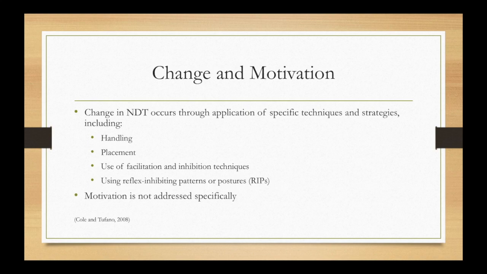Reflex inhibiting patterns or postures refer to positioning clients in ways that reduce tone by inhibiting certain primitive reflexes. One example of this is inhibiting the tonic neck reflex. This reflex can be inhibited by turning the client's head away from an extended arm, which in turn reduces tone in that arm, allowing it to move more freely.